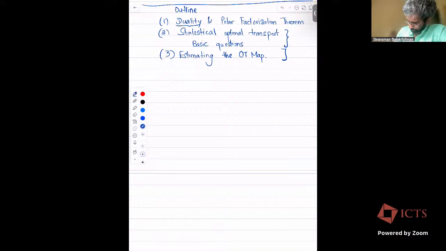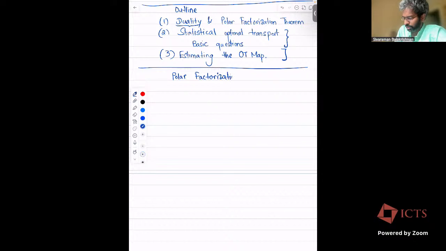Okay, so let's start off with the polar factorization theorem. It's another result of Brenier's. It just is another intuitive way to define the optimal transport map, but maybe not necessarily Monge's way of doing it. And for some, maybe this is a more intuitive way of doing it. So let me explain what the idea is.